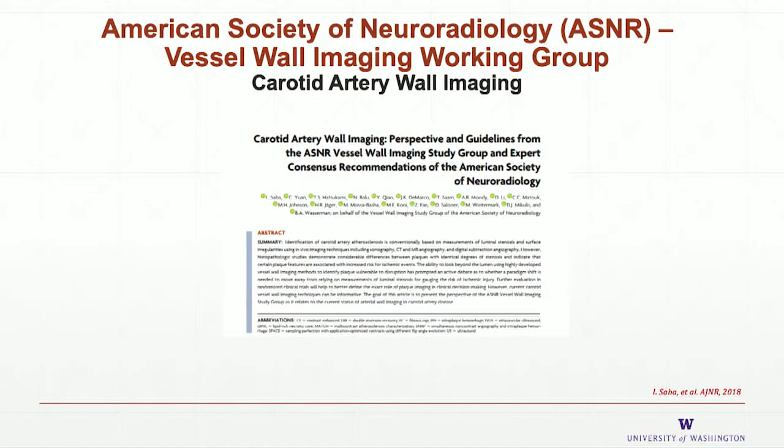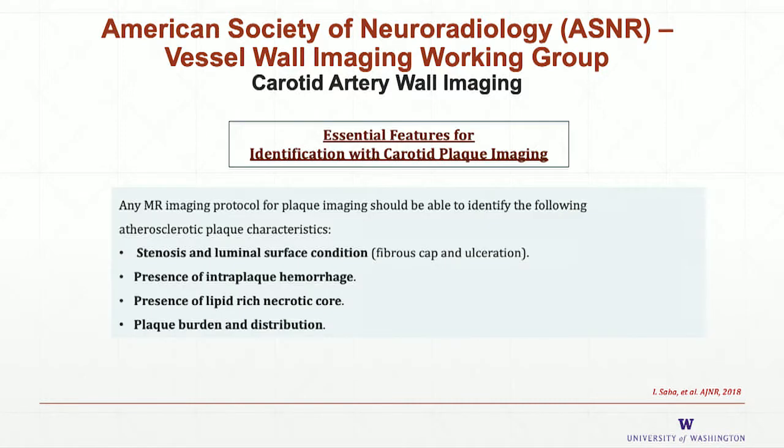Another thing I'd like to highlight here is the so-called vessel wall working group organized by the American Society of Neuroradiology. They recently have 2 papers published. One is based on carotid artery, as shown in this paper. For the carotid artery, the main focus has been very much on atherosclerosis or high-risk plaque detection. And this is what the paper basically called for, what we need to look for, and if we have imaging, what information we should provide.